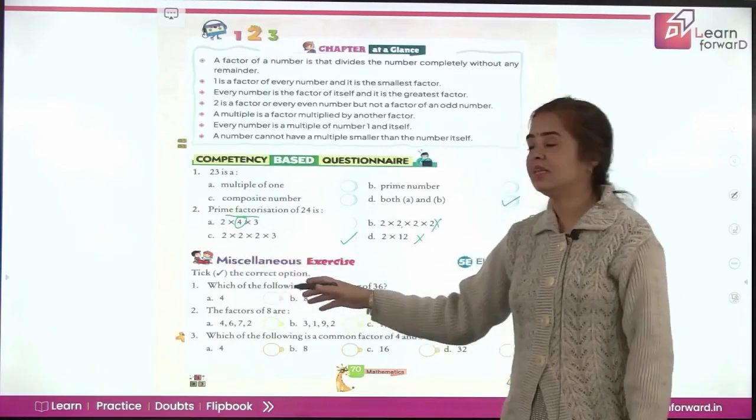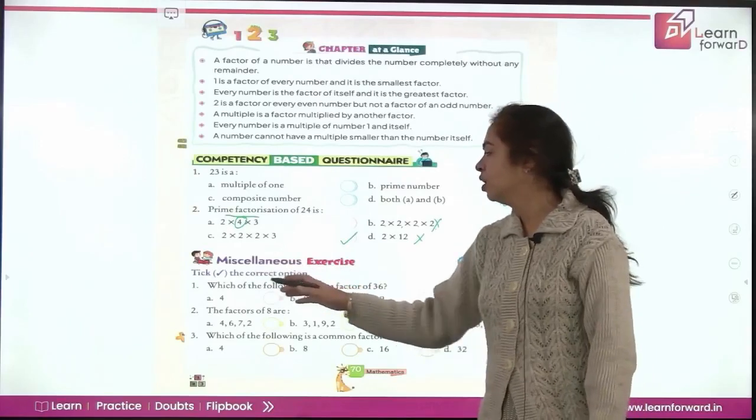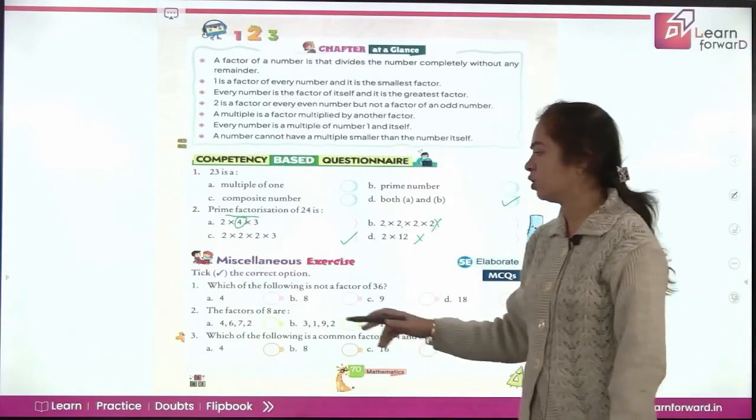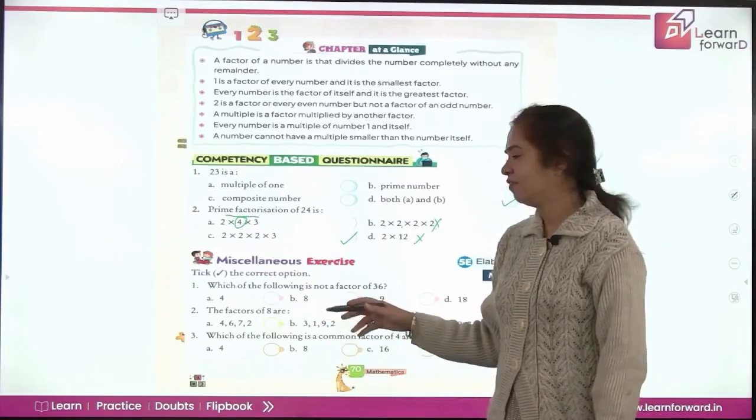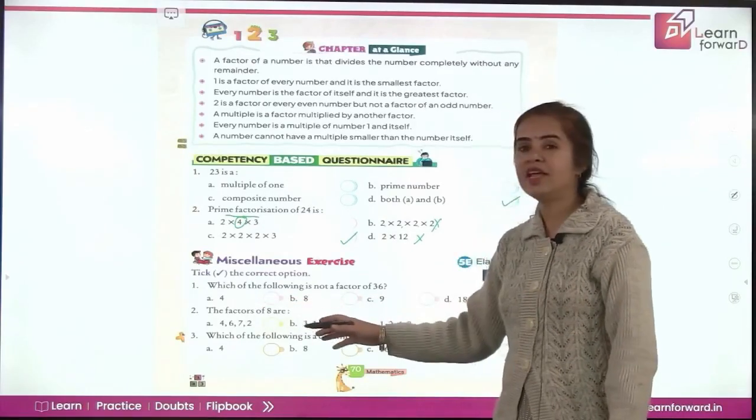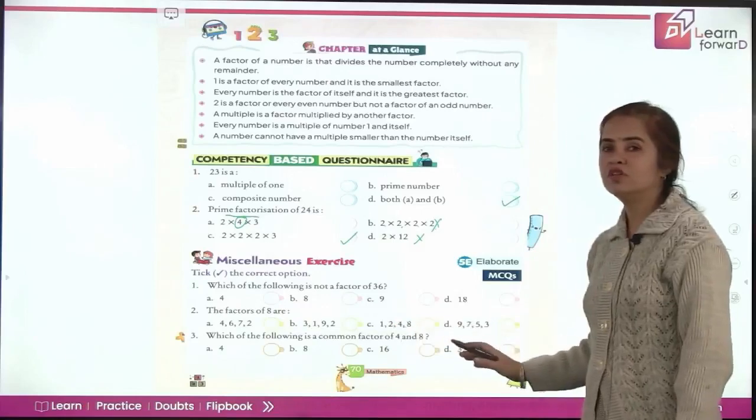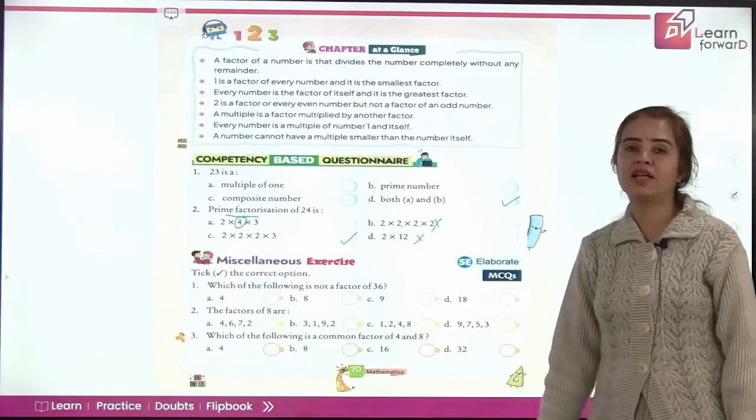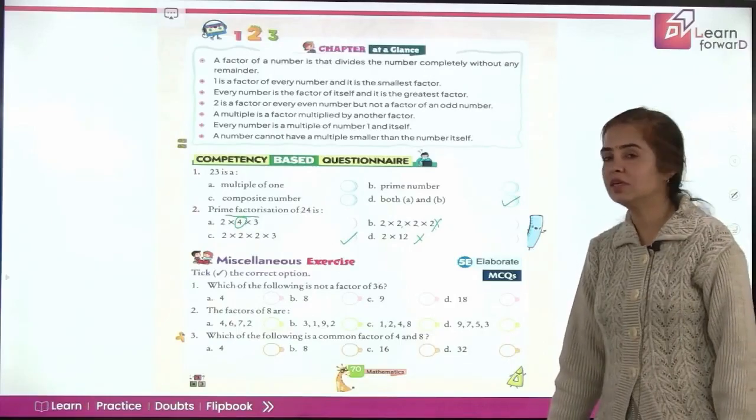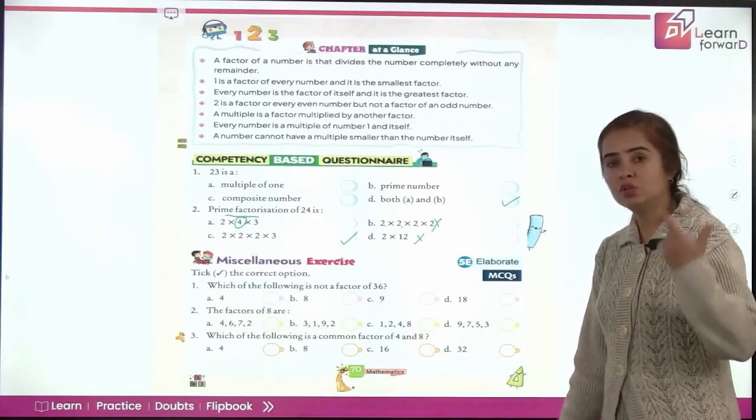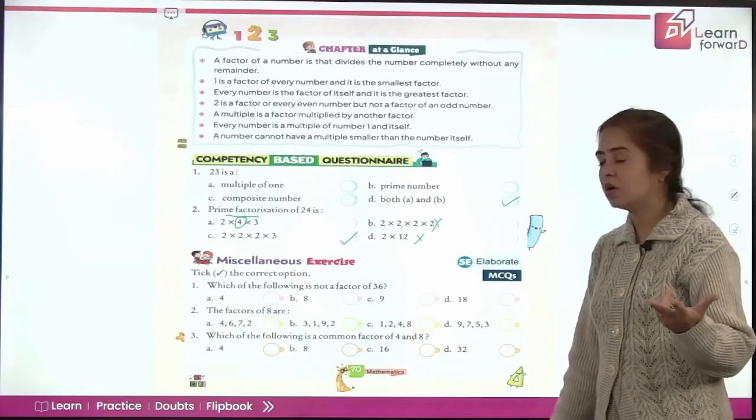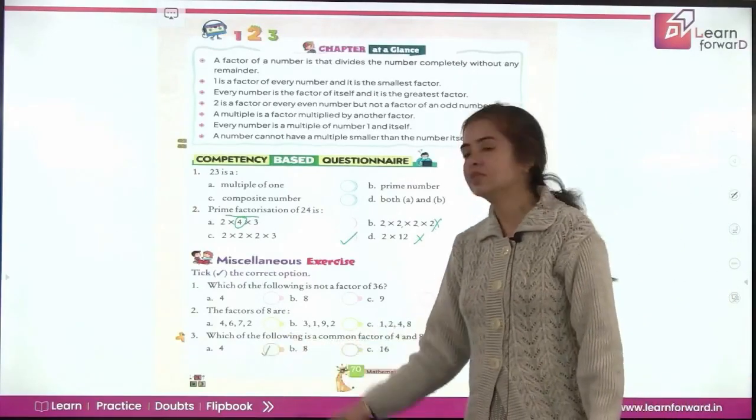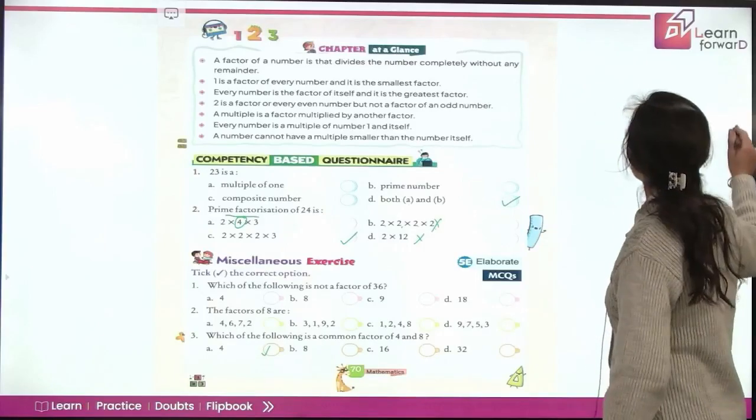Now, miscellaneous exercise, take the correct option. Which of the following is not a factor of 36? You will be checking it yourself by dividing. The factors of 8 are, just check which of these are the factors. Which of the following is a common factor of 4 and 8? What is the common factor? 1 is a common factor, 2 is a common factor, 4 is also a common factor. So, only this is the correct option.